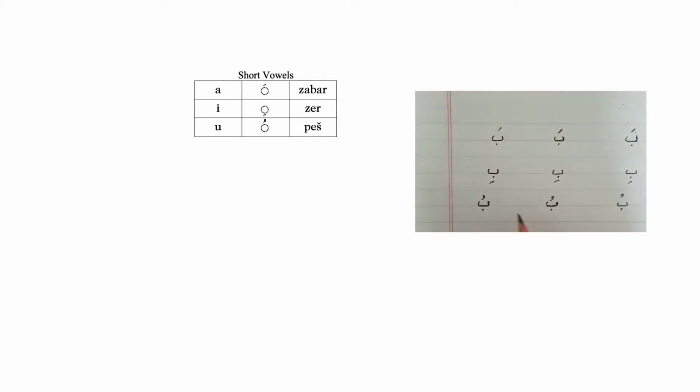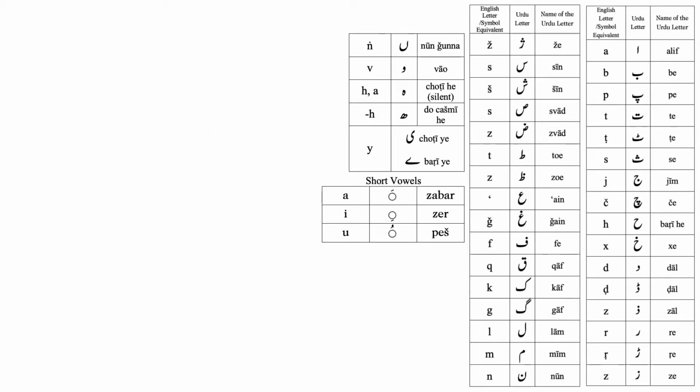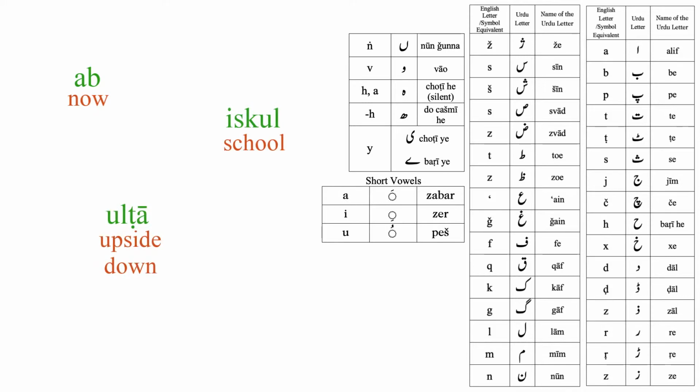So if you remember the 3 words that I shared when introducing the letter alif, those 3 words each contained one of these symbols. So let's take a look at those now. The words were ab, iskul, or ulta. Ab, iskul, ulta. Note that whenever alif is the first letter in a word, it is used to represent one of the 3 short vowels.